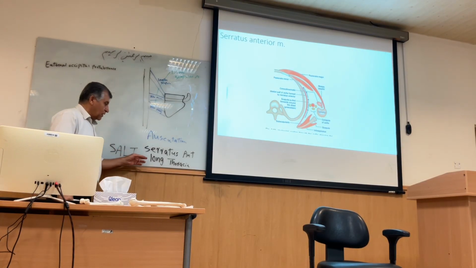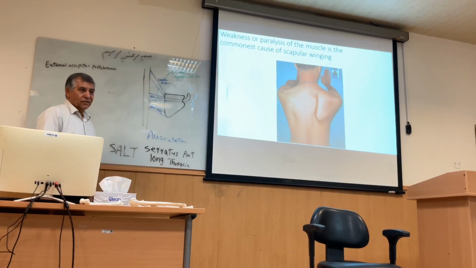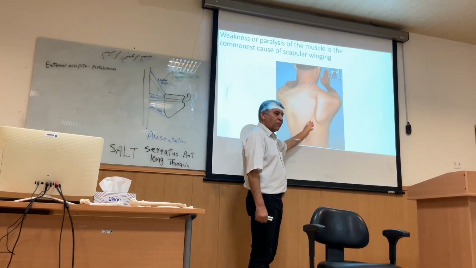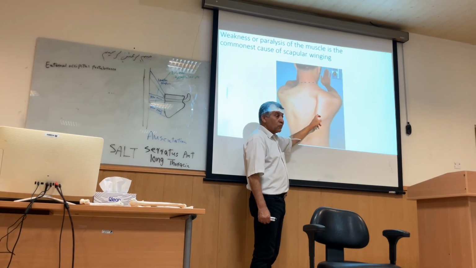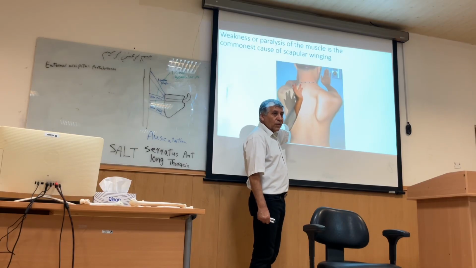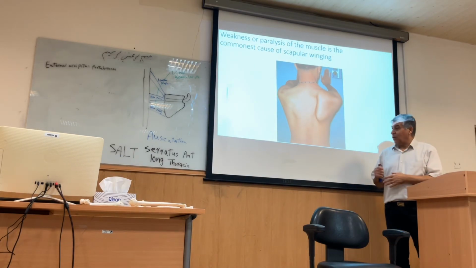When the long thoracic nerve is cut, serratus anterior is paralyzed. You can see this today: on the right side, serratus anterior is paralyzed. For this reason, the scapula doesn't move forward and is fixed back. This phenomenon is called winging of the scapula, or scapular winging.